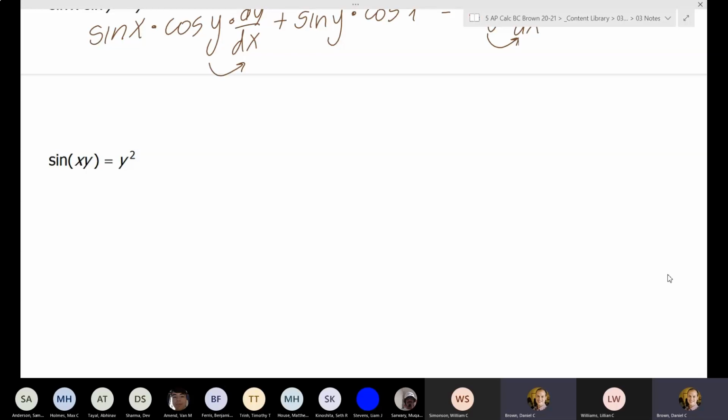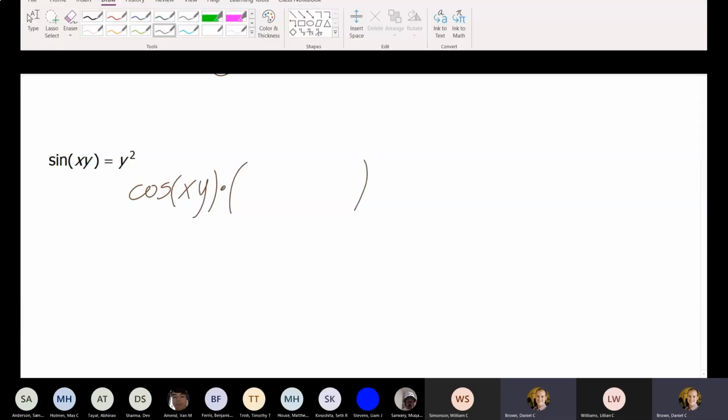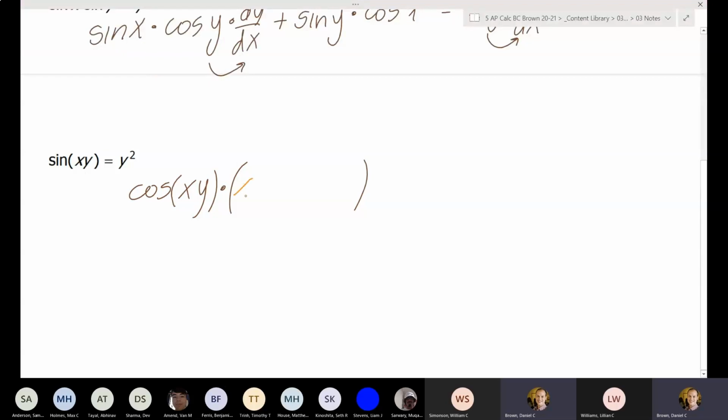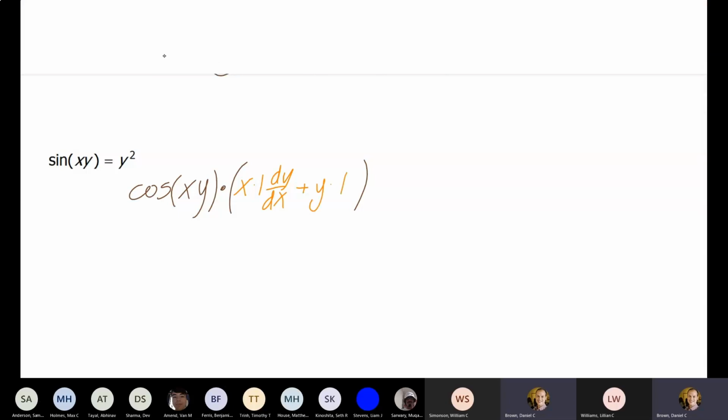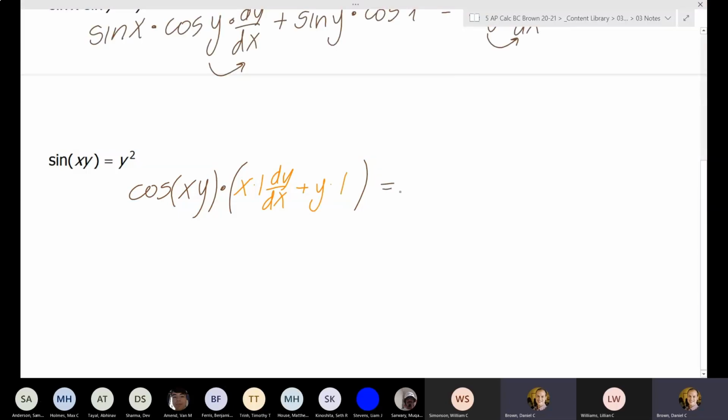So using the chain rule, the derivative of sine is cosine. The inside stays the same. And then we have the chain rule. The derivative of the inside, I have the first times the derivative of the second. The derivative of y is 1, and then we have dy dx. Plus the second times the derivative of the first, and then we have equals 2y dy dx.